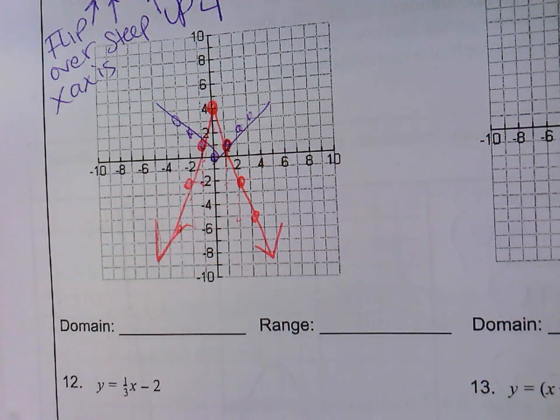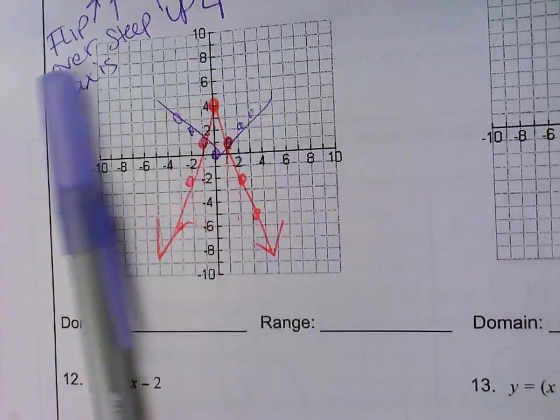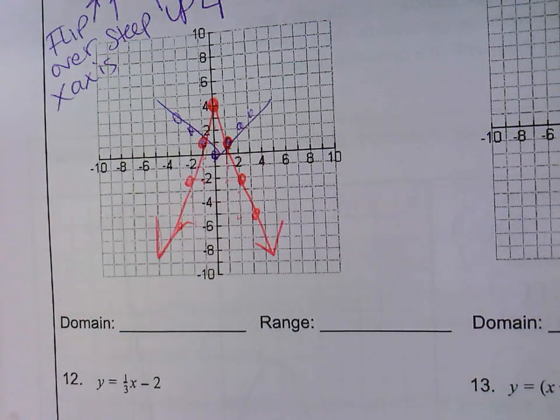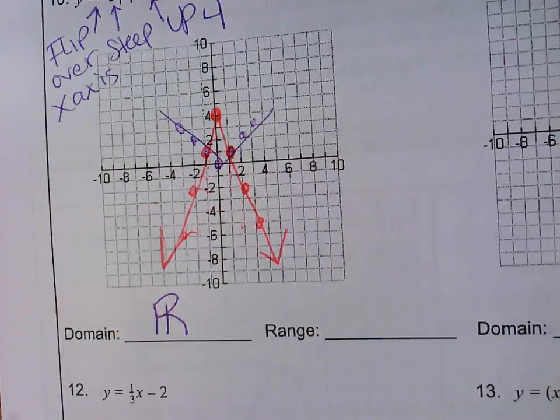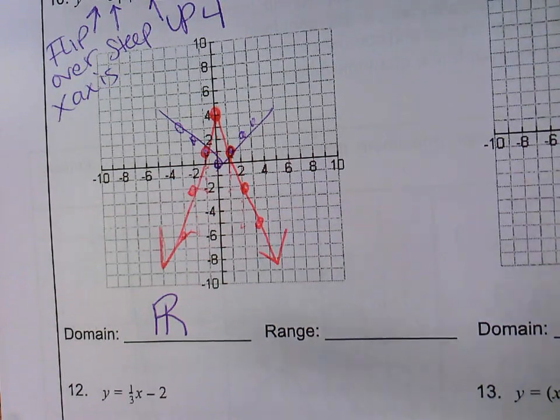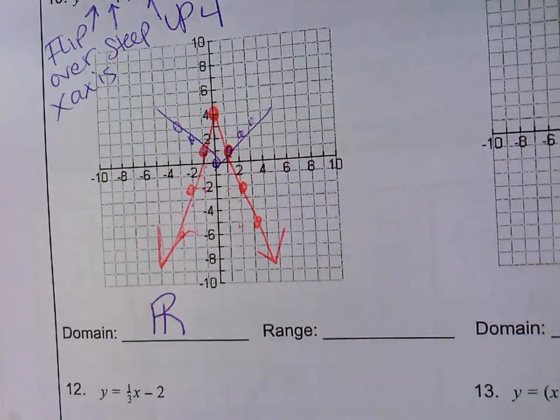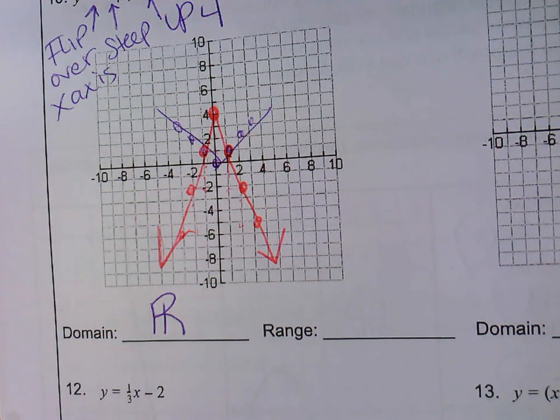All right, can someone help us out? What would you say the domain is? So X values, can I go side to side? Any real number. So you could write out the words, all real numbers. You could write out the boldface capital R. I don't like the infinity symbol used for domain. All real numbers is the better term.